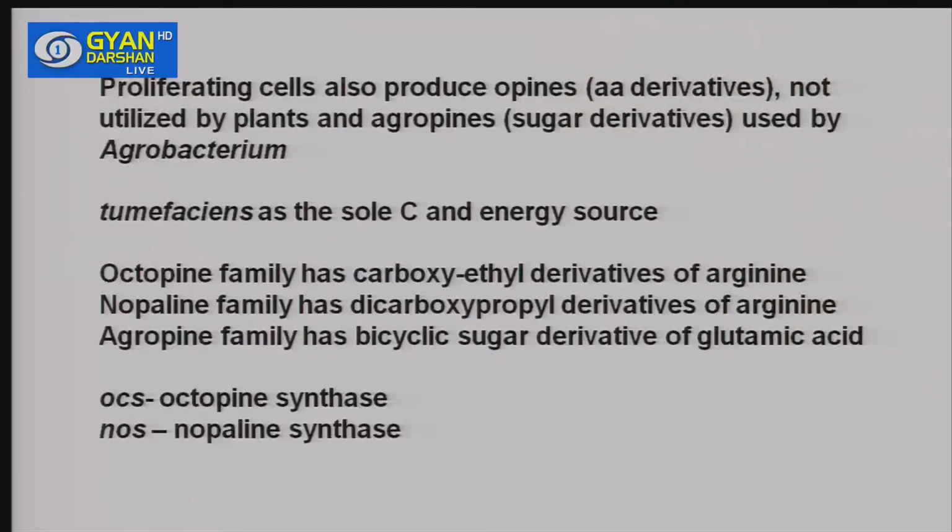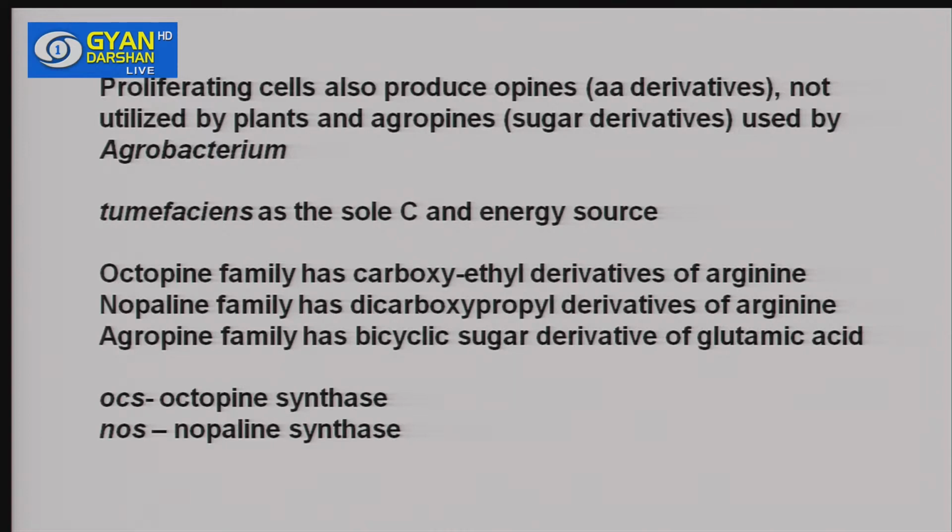Now, as I said, the proliferating, infected plant cell is also secreting certain amino acid derivatives called opines. Mind that these opines are not utilized by the plant, but they are utilized by the bacteria. The plant actually synthesizes them, but a healthy plant will not synthesize opine. Only an infected plant cell will synthesize opine, and it will be utilized by the bacterium as carbon and energy sources.